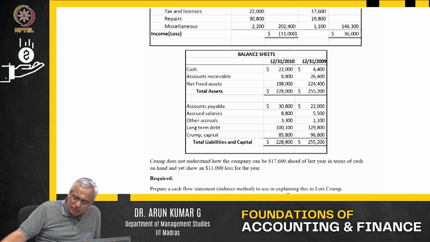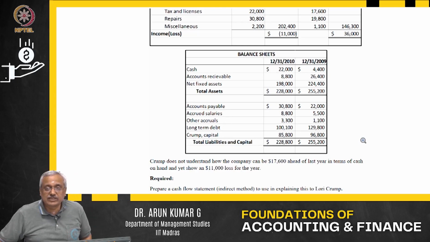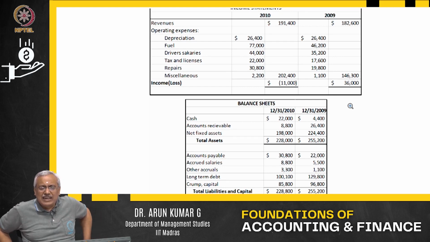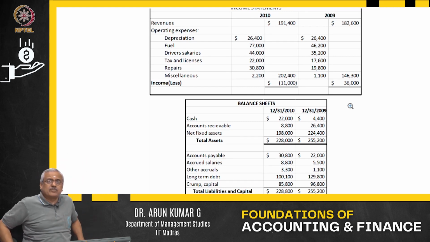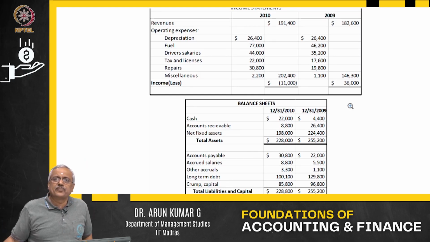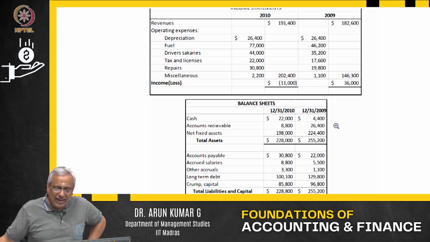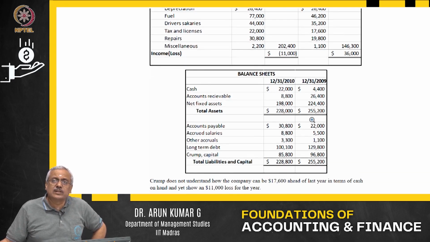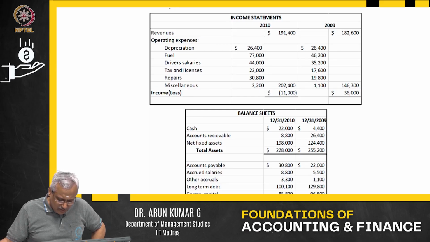That is where you are asked to prepare what is called the indirect method cash flow statement, because this is all he gave: the balance sheet for 2 years and the income statement. The income statement for 2 years is given, but 1 year is sufficient. With the balance sheet for 2 years and the income statement, you have to figure out what the cash is. Let us try and see if we can solve it.